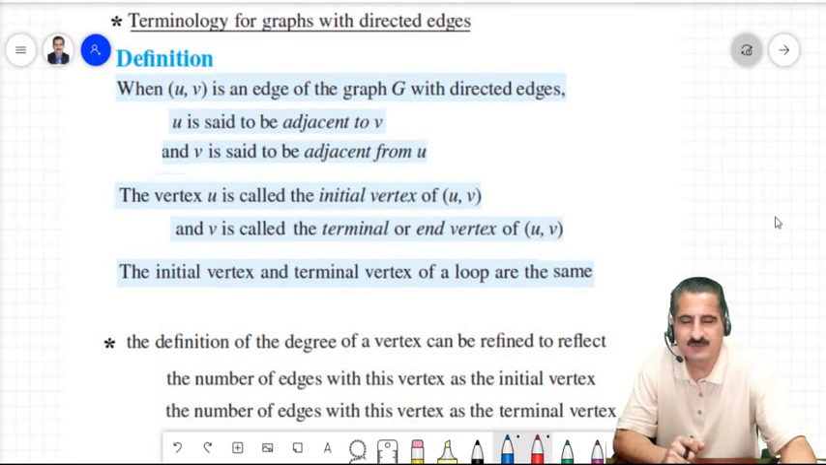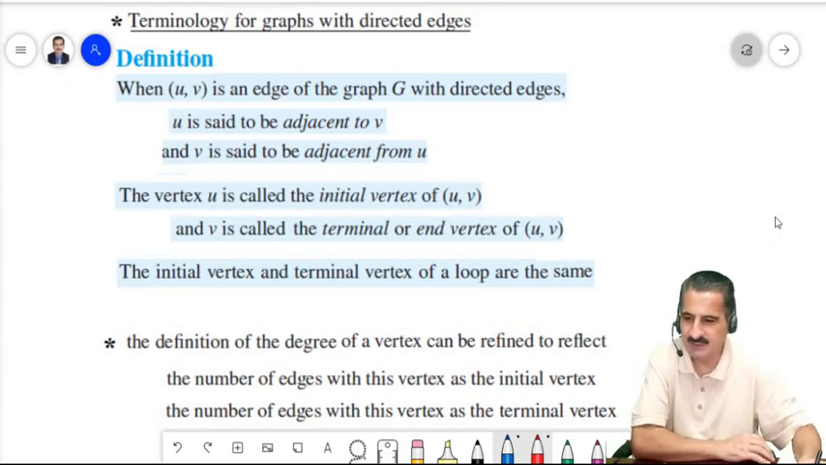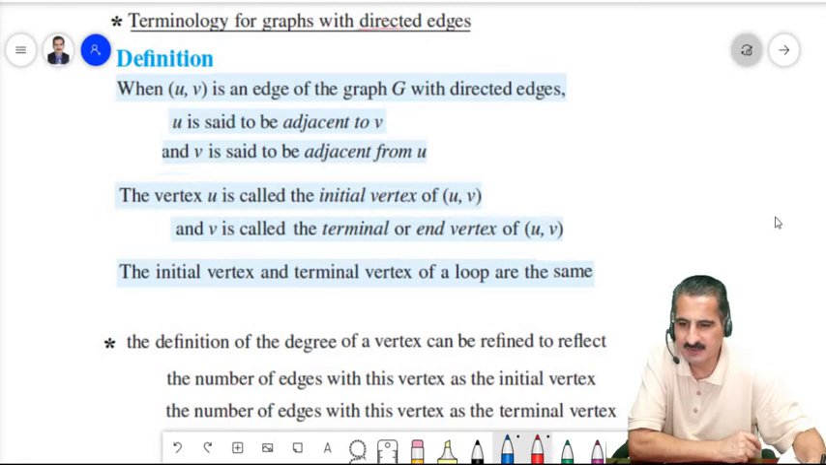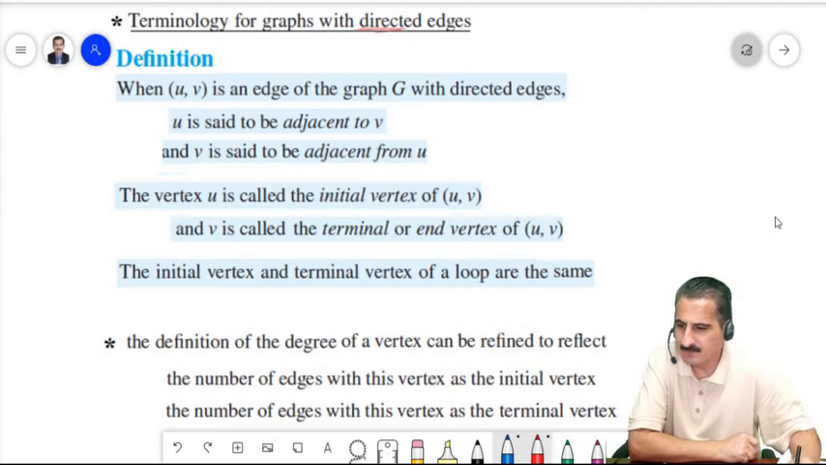What we have seen so far are terminologies for undirected graphs. Now we will see some terminology with directed graphs, with directed edges. Directed edges are denoted by an ordered pair, so we will say (u, v). This is an ordered pair. It means there is an edge going from a vertex u to a vertex v. So it is directed this way.